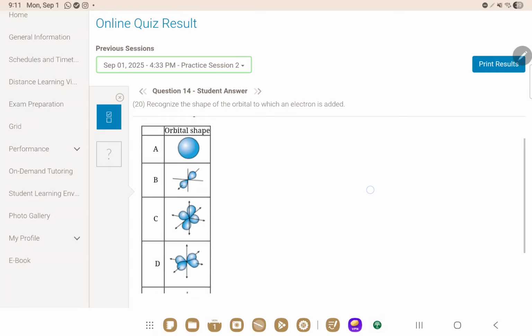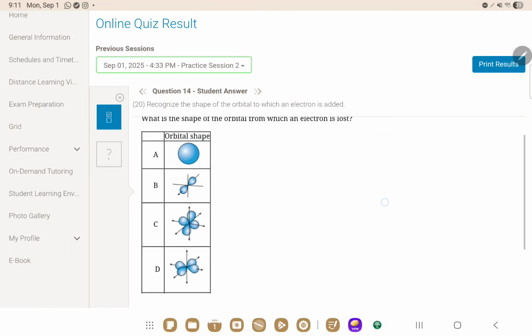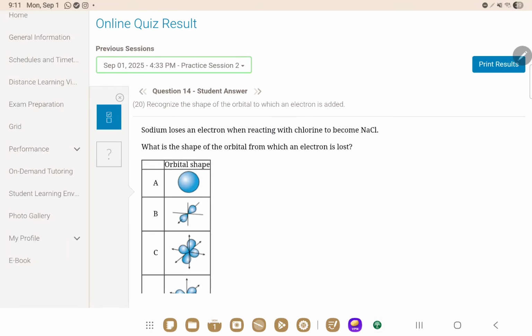Now, I think this question is not required, but I'm still gonna explain. What is the shape of the orbital from which an electron is lost? I think you need to memorize that an electron lost is always from the s orbital. Now, I'm gonna give you some notes.